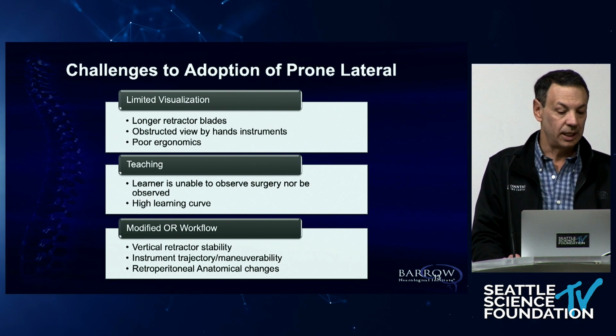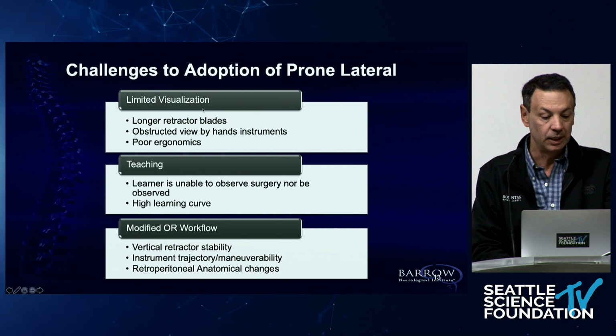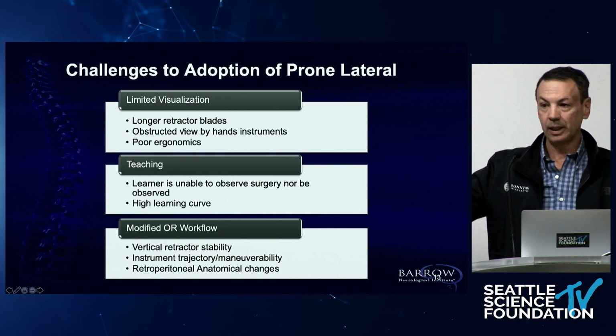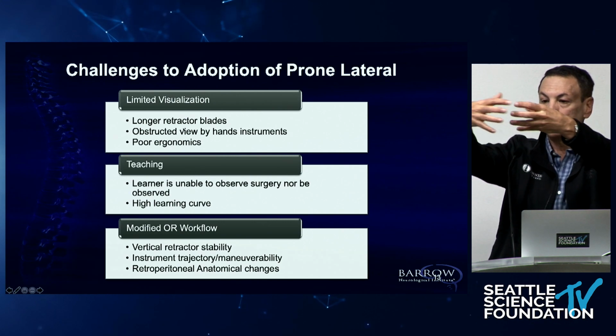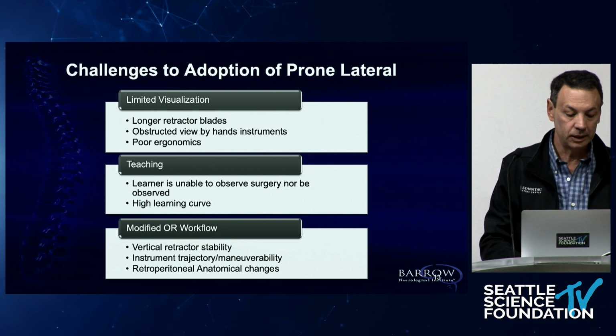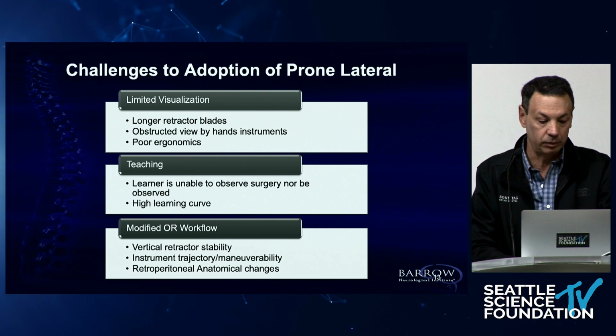There are challenges, yeah, and these are the big challenges on adoption of prone lateral up to now. One is limited visualization, you know. So we're working with longer retractor blades. The fat tends to come more because you work in a longer corridor. The ergonomics is a little bit complicated. So those are the challenges. Doesn't mean that it's a no. It's just something that we have to work through.